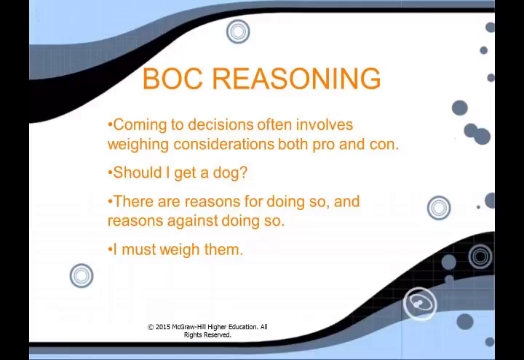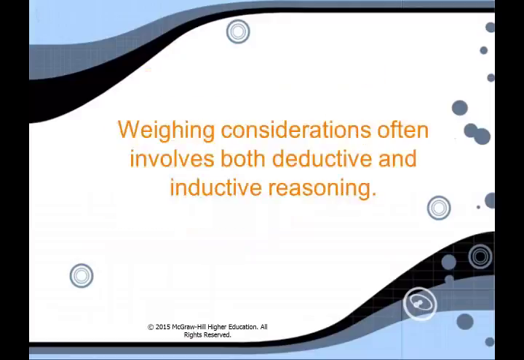Now, balance of consideration reasoning applies to questions like, should I stay in this relationship? Should I, whatever we want to decide. Anytime you list pros and cons and weigh them against each other, the benefits and the burdens, you end up in balance of considerations reasoning. Now, when we engage in balance of consideration reasoning, we can use either or both deductive or inductive reasoning.